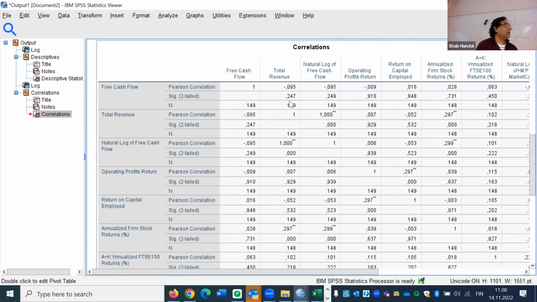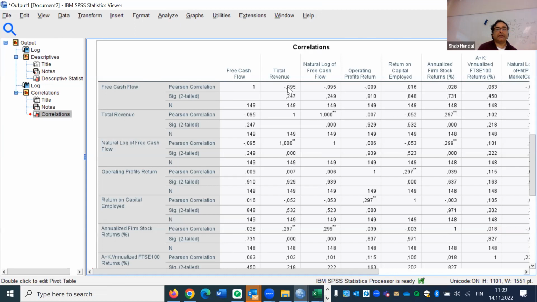Are you with me? The maximum level of significance you take is 10%. Have a look at this one. Natural log of free cash flow and annualized stock return. Look at this. Can you see here? The correlation is 0.299 for me. So the correlation is what? Positive. How do I know it's positive? Because the sign is positive.